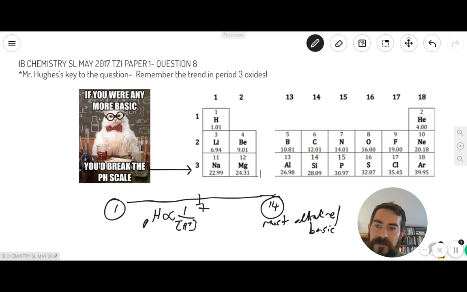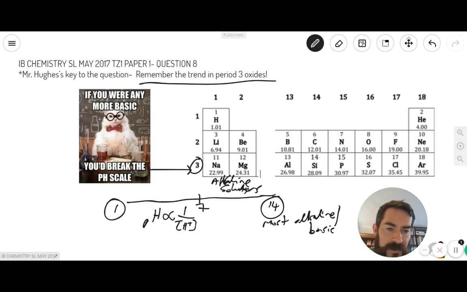So I have written my key to the question up here, which is to remember your trends in the period 3 oxides, because this is something the IB like to assess a lot for topic 3. And they teach you specifically about period 3 or row 3 on the periodic table. So know this trend. And the trend is effectively this. The first 2 groups are going to make alkaline solutions.